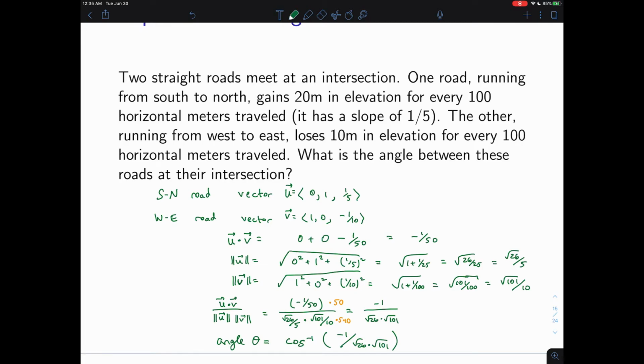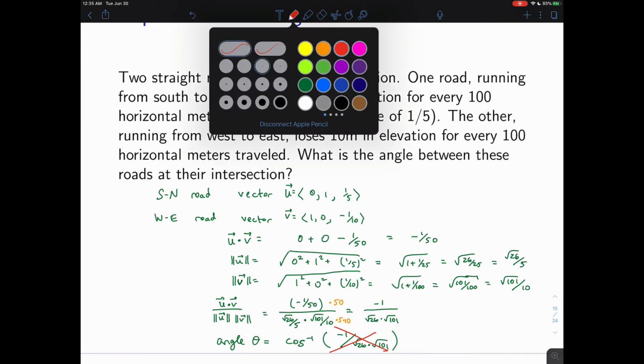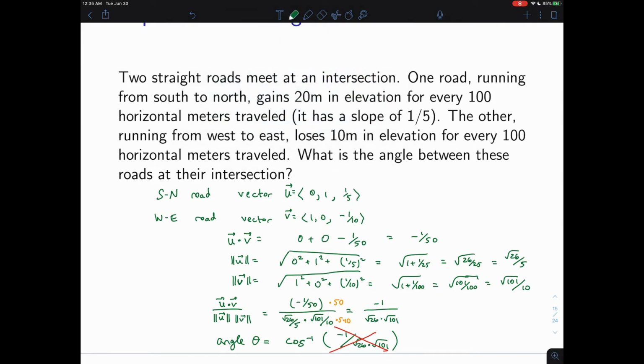Well, to tell you the truth, that's really not a good way to write fractions, because it's not super clear if that 101 is supposed to be under the fraction bar. So let me write that a little better.